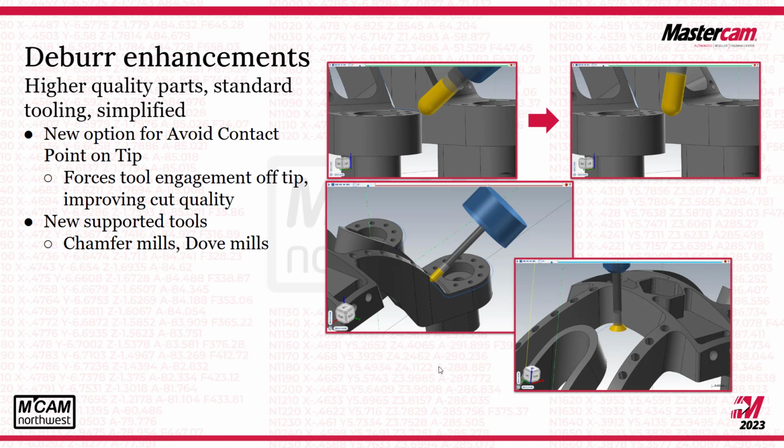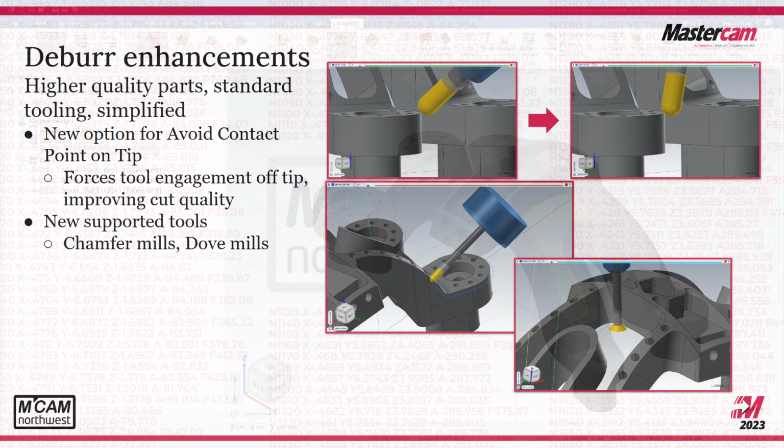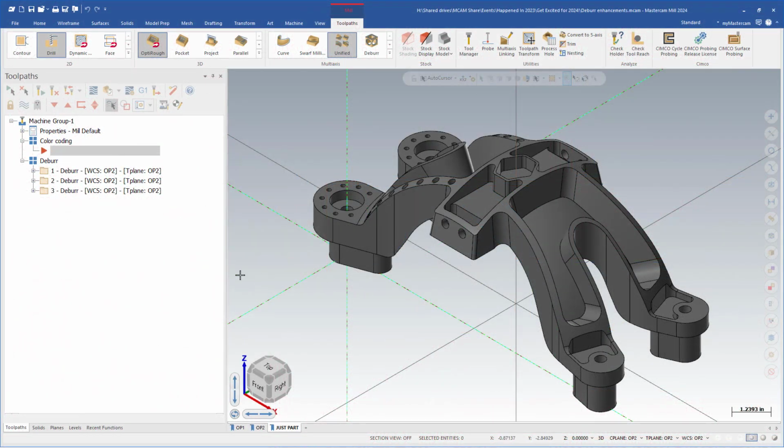The other big update is a couple of added tools. We can now use chamfer tools and dove mills. All right, so I have a couple of Deburr toolpaths to show you.